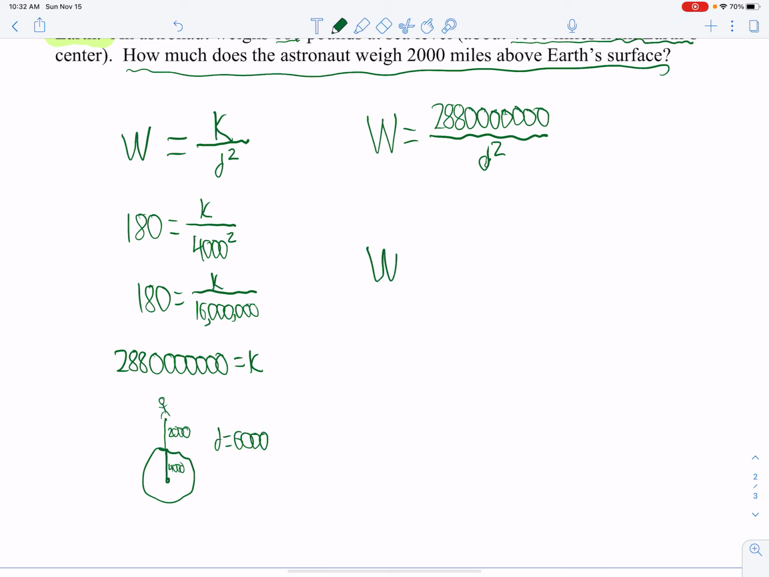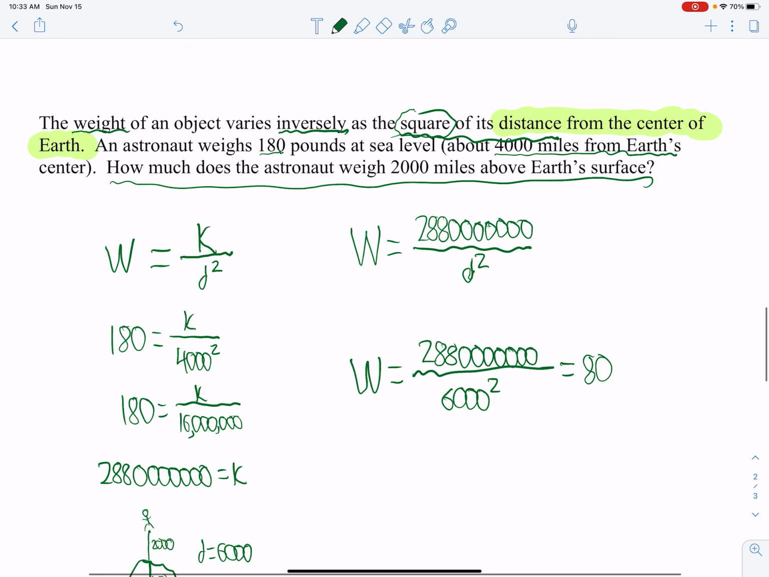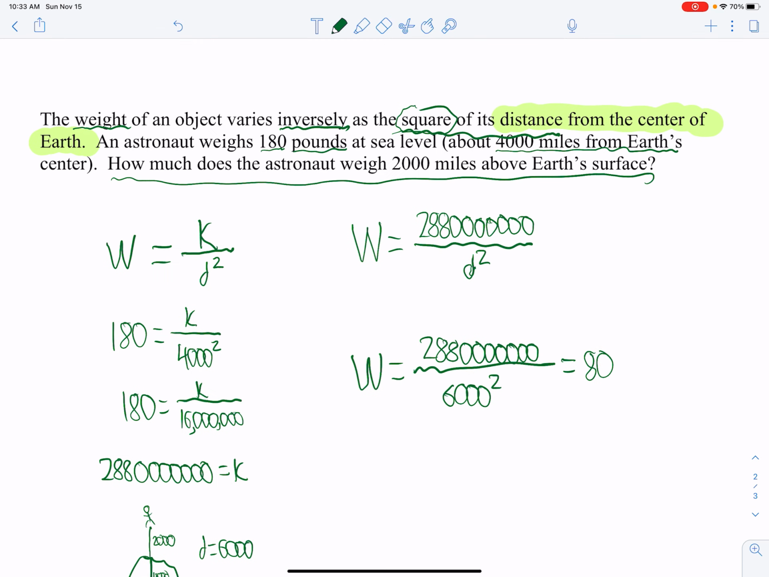So what we need to do for this problem, we're going to have W equals that whole big number we found for k divided by, not 2,000 squared, I was about to do it again myself there. The distance from the center of the Earth is 6,000. So we have 288, whatever that is, divided by 6,000 squared. So let me take that answer, divided by 6,000 squared. We end up with 80. And here, let's see, our weight is in pounds. So our weight at that height above the Earth would be 80 pounds.